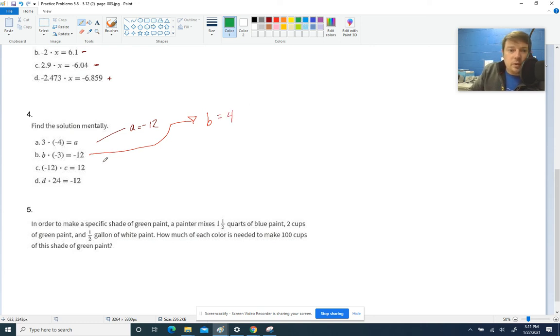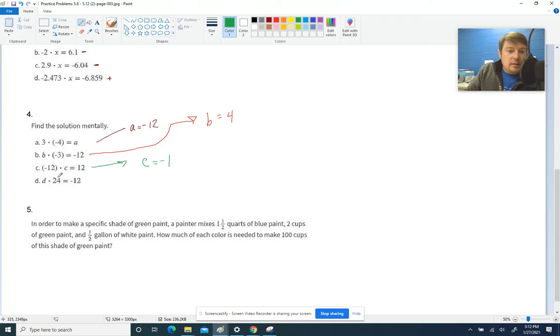All right, the next one. Okay, negative 12 times something is positive 12. Well, if I put just a regular 1 there, 1 times negative 12 would be a negative 12. So I've got to be a negative times a negative to get a positive. So C must be negative 1.